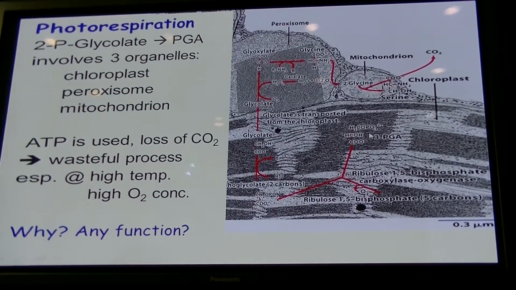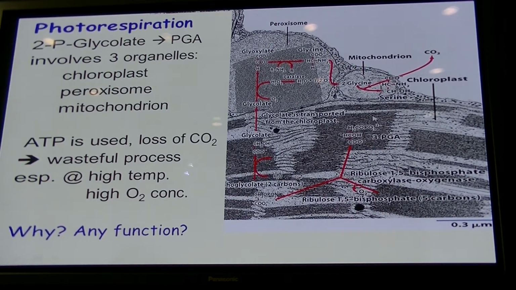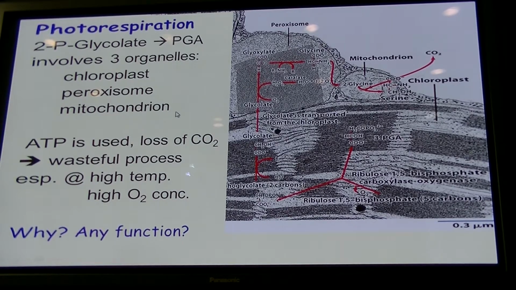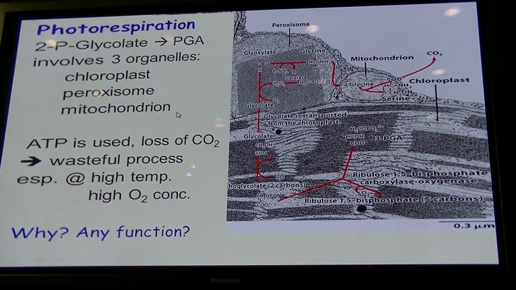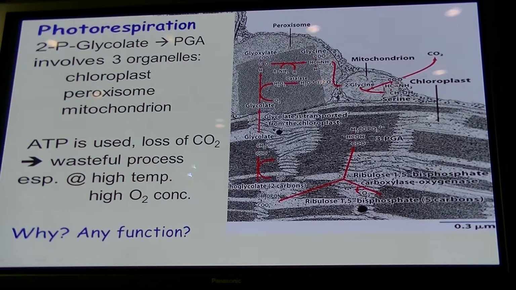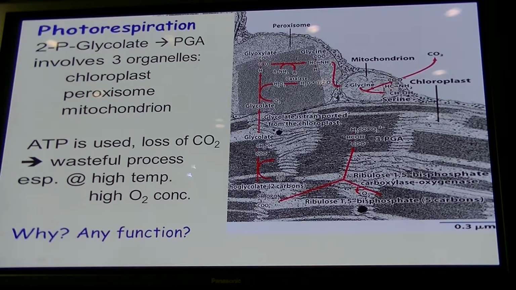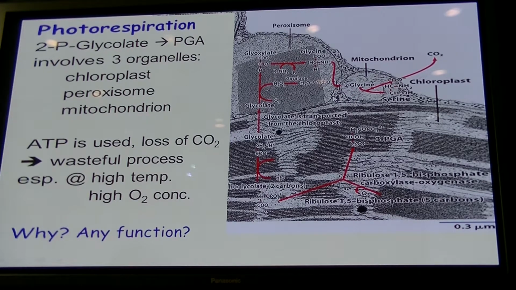There is an extra use of ATP right here to get the phosphate on. And there's a loss of carbon dioxide. So overall there's a net loss. Still, in the summer, in many places where there is C3 photosynthesis, plants can waste up to 50% of their fixed carbon in photorespiration. So it's going to be a significant loss.